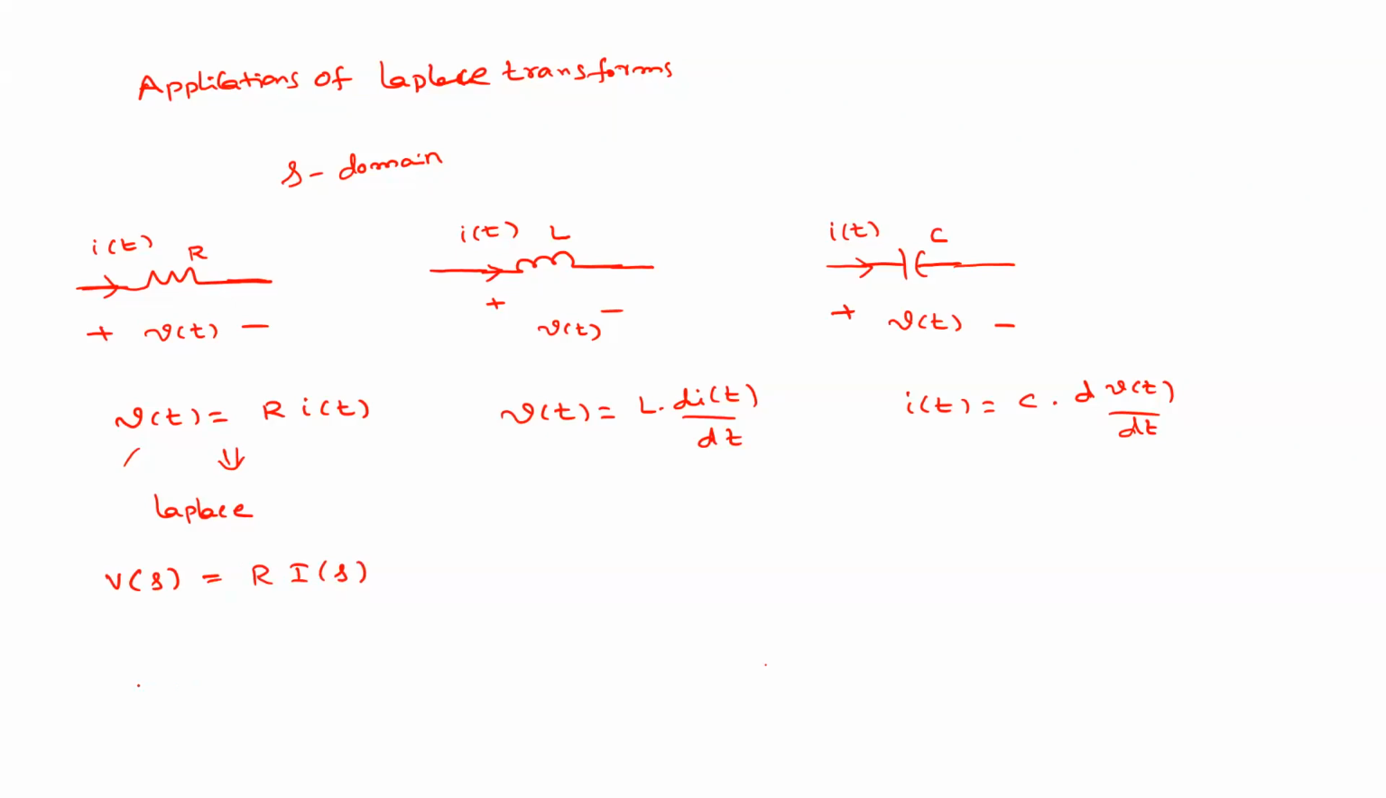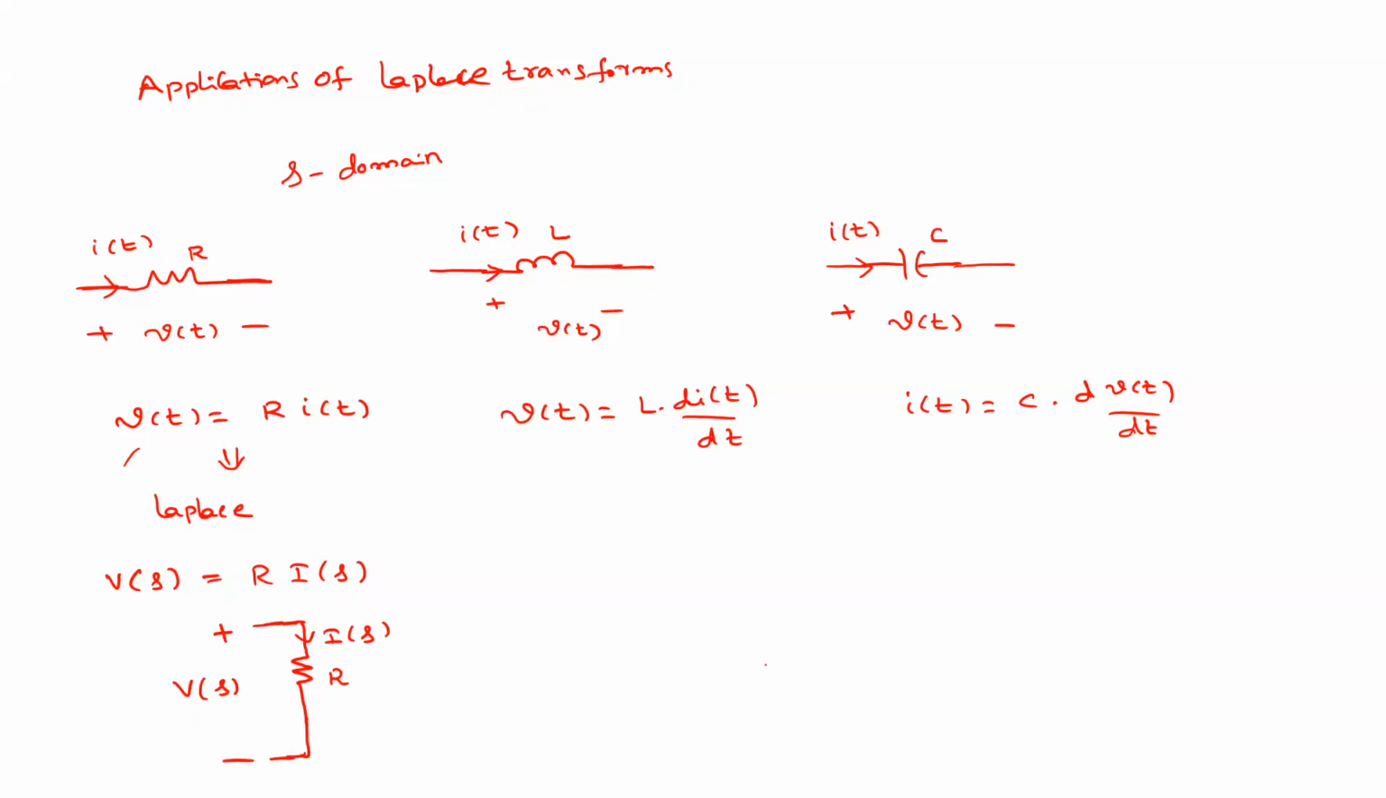So the equivalent circuit will be something like this. This is V of S, and this is current I of S, and this value is R. Understood? So this is the Laplace equivalent for a resistor. On one side you have V of S, the voltage drop across the resistor, and the current is I of S, and its value is R.